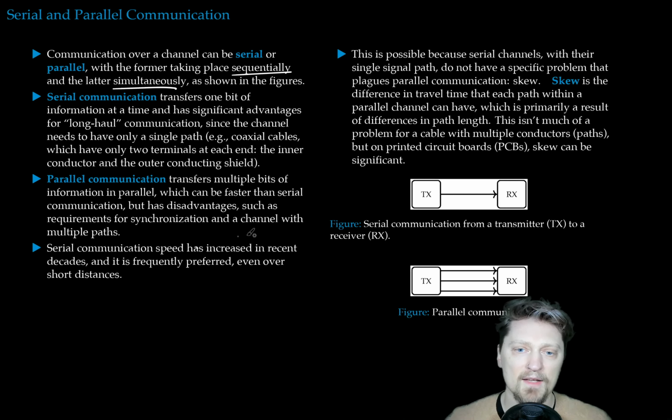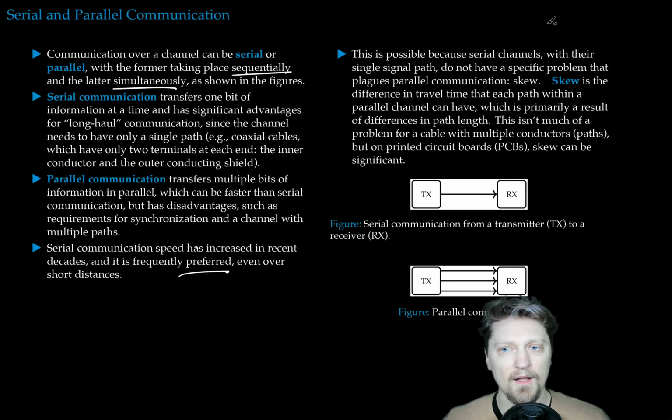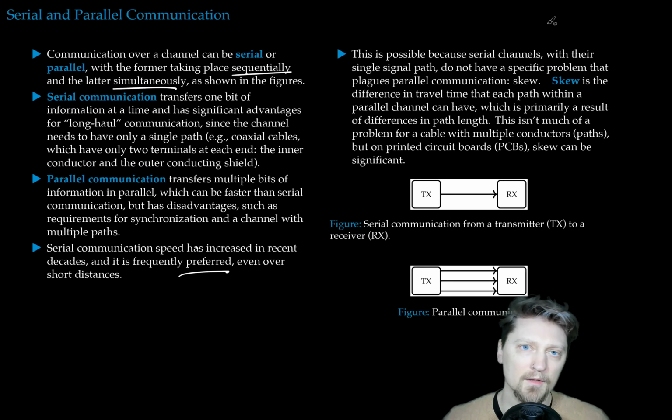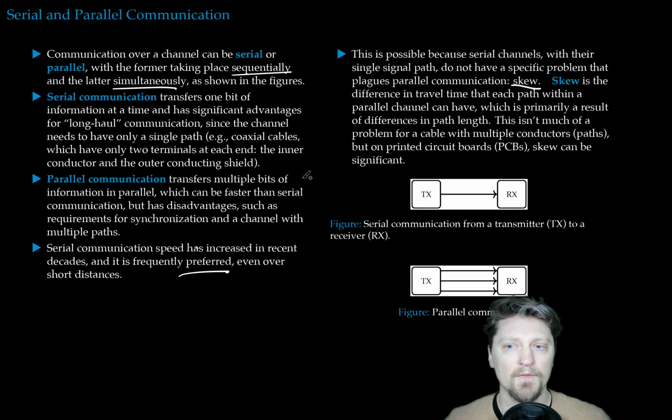Serial communication speed has increased in recent decades, and it is frequently preferred even over short distances. This advantage of serial communication is possible because serial channels with their single signal path do not have a specific problem that plagues parallel communication: skew. Skew is the difference in travel time that each path within a parallel channel can have, which is primarily a result of differences in path length. This isn't much of a problem for a cable with multiple conductors or paths, but on a printed circuit board, PCB, skew can be significant.